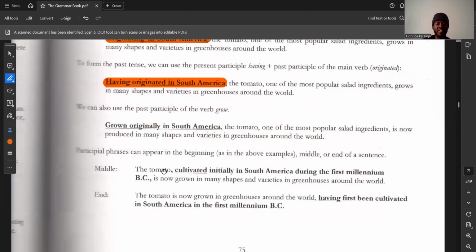So there's a bunch of examples here, right? You have a participial phrase in the middle here. The tomato, cultivated initially in South America during the first millennium BC, is now grown in many shapes and varieties in greenhouses around the world. Notice how we can take it out and just say the tomato is now grown in many shapes and varieties in greenhouses around the world. Or we can have it at the end. The tomato is now grown in greenhouses around the world, having first been cultivated in South America in the first millennium BC. Okay.